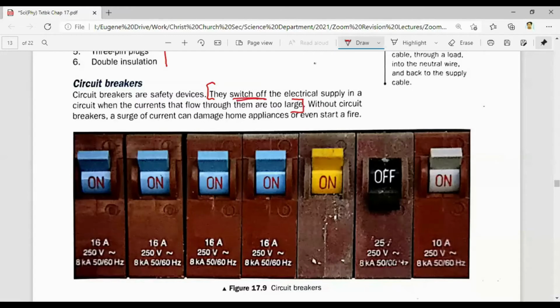Now, how do they switch off? They actually disconnect the high voltage terminal.